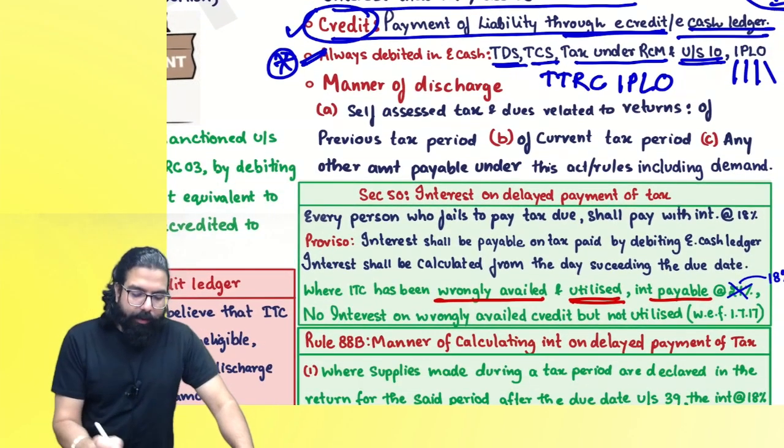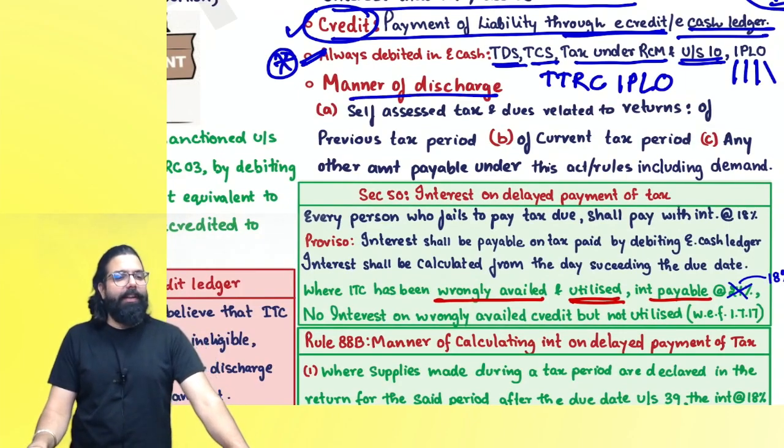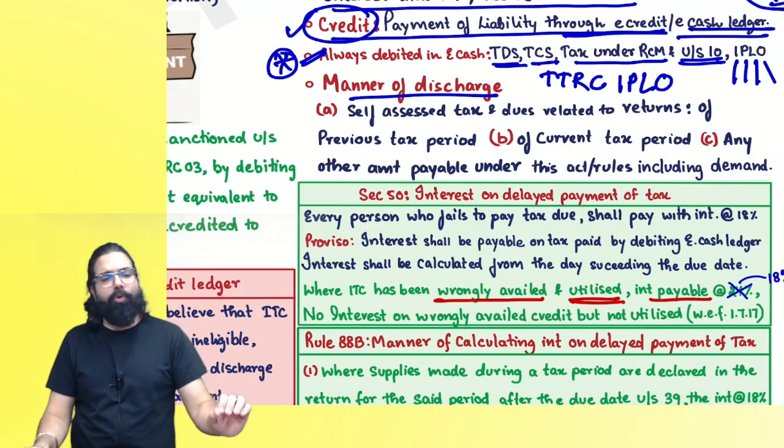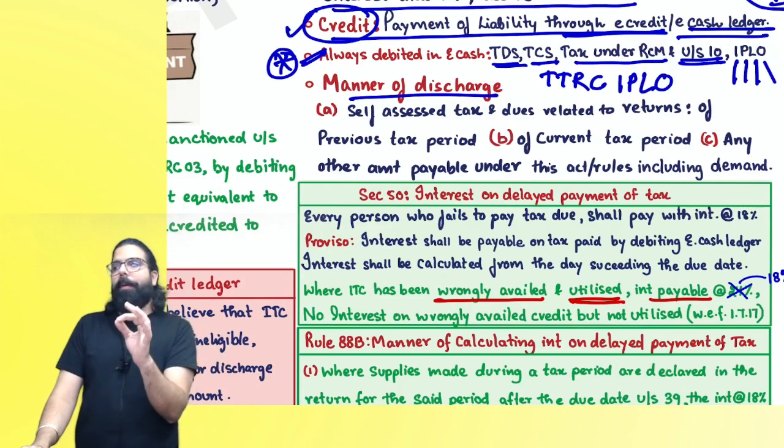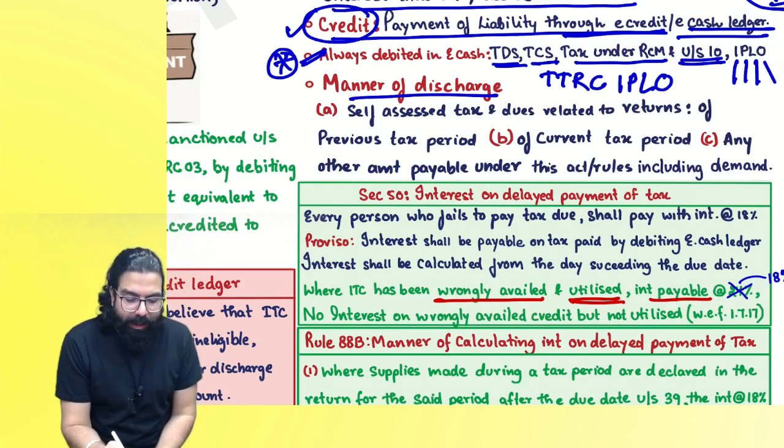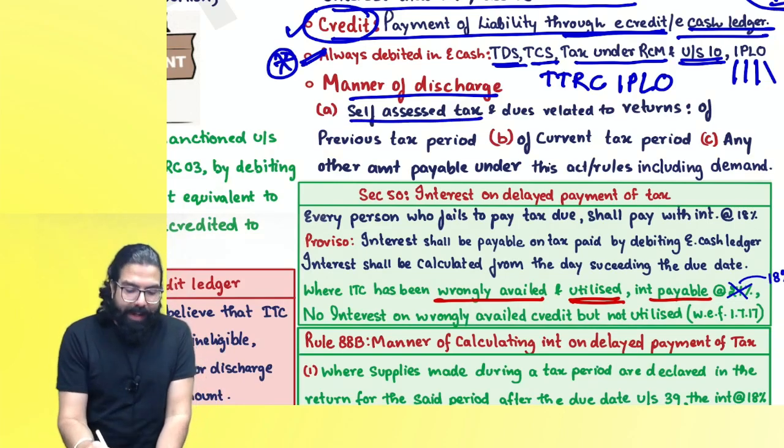Now, sir, tell me one thing. How will I go ahead and discharge my liability? What am I supposed to discharge first? Always remember, the previous month's self-assessed dues, tax and dues.